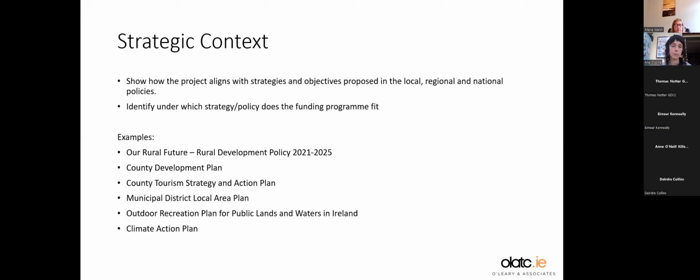As I mentioned last week, every application form now will look for how your project is aligned to national and local strategy.